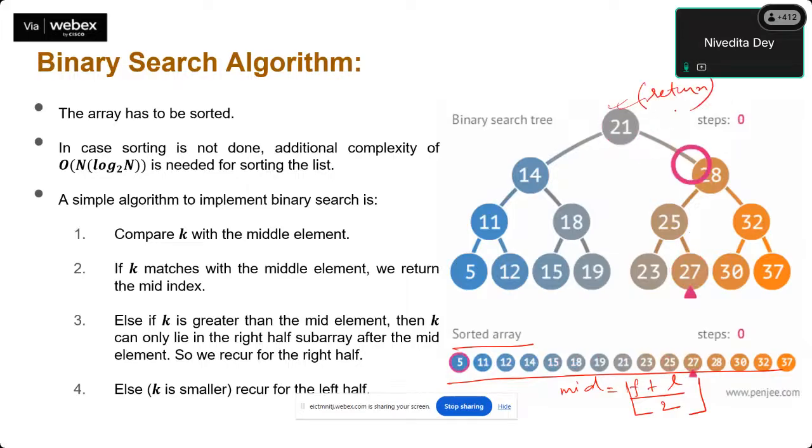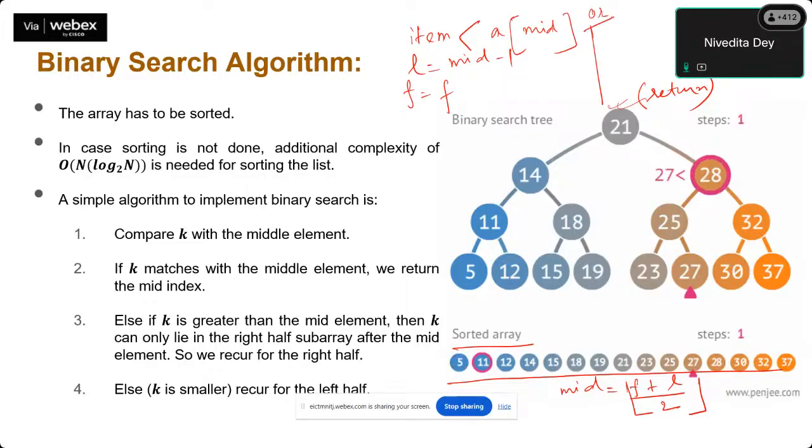If it is not, then check whether the item that I want to search is less than mid. If that is the case, then your first will be first only, and your last will be mid minus 1. We all know this, I guess. If this is not true, and the middle element is also not equal to the item, that means the item is definitely greater than mid.